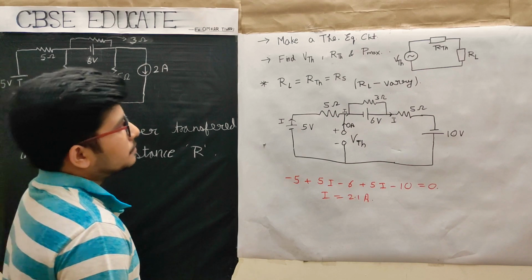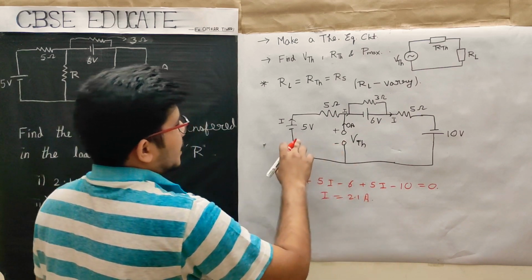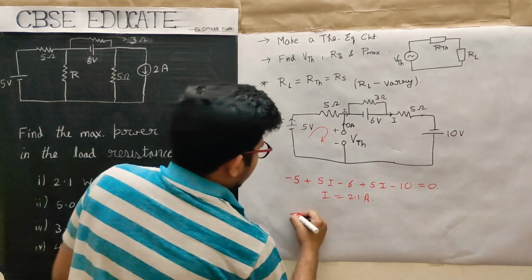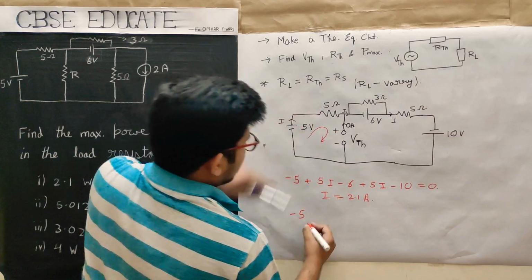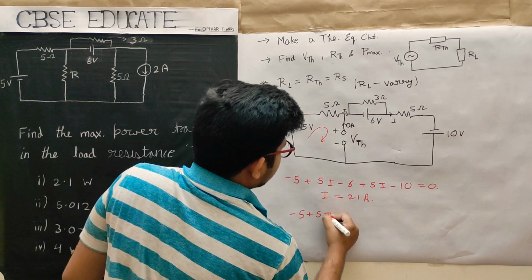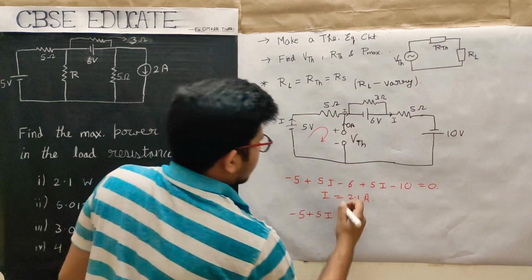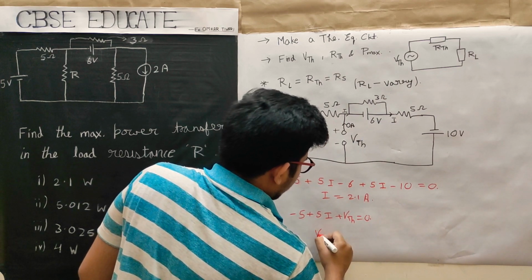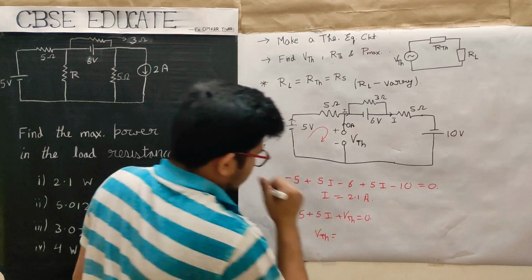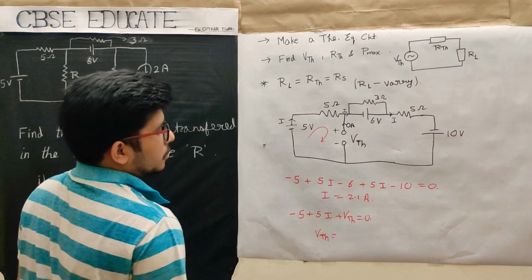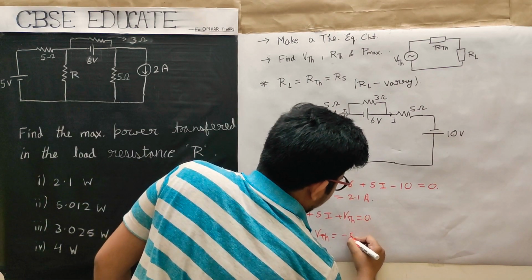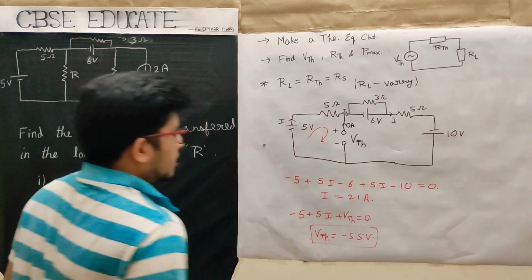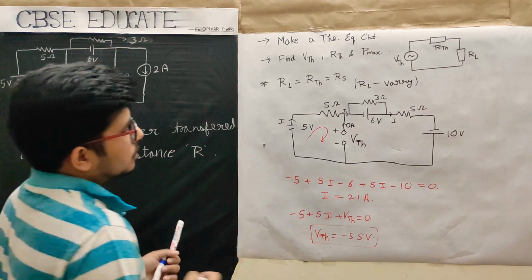Now apply KVL in this smaller loop. We'll get minus of 5, plus 5I, plus VTH is equal to 0. So VTH is equal to, in place of I, you can write 2.1 ampere, so we'll get minus 5.5 volt. VTH is equal to minus 5.5 volt. So you get VTH.